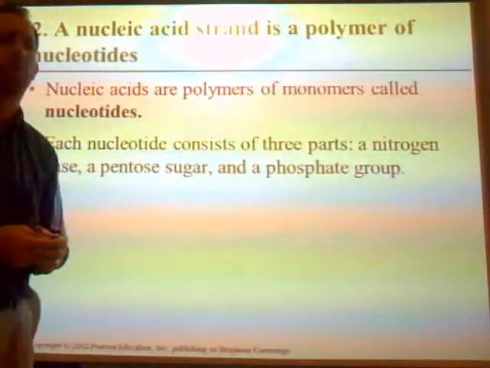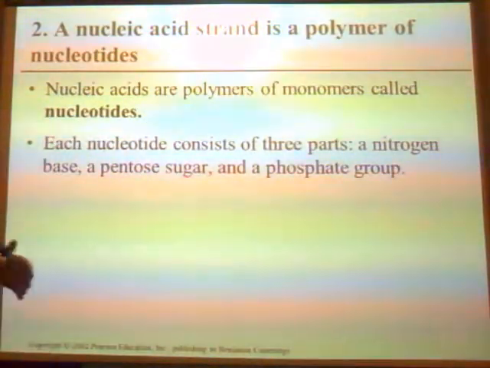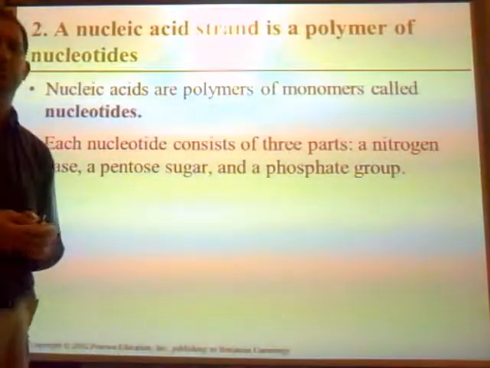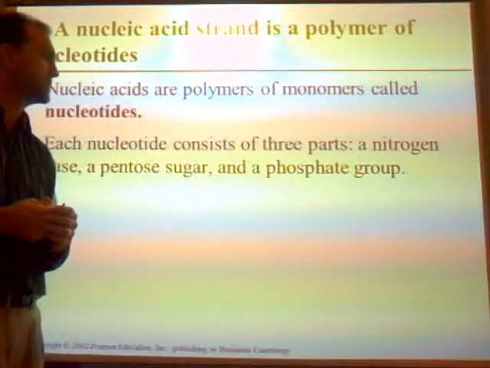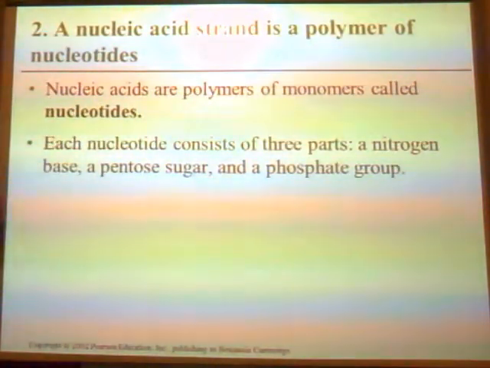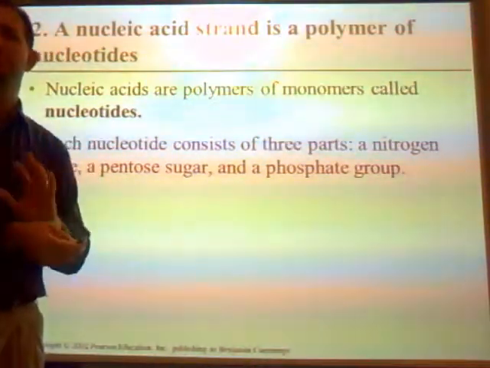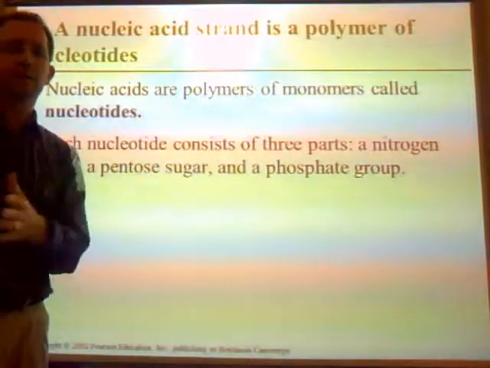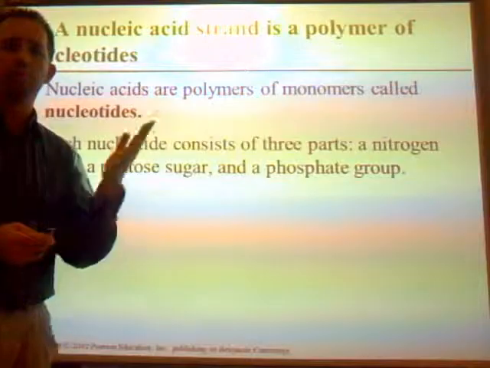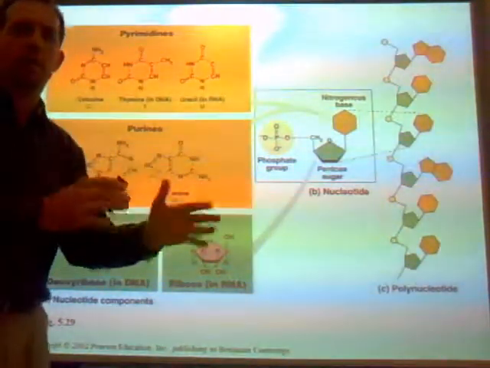Nucleic acids come from monomers called nucleotides. As you add these nucleotides together, you get a polynucleotide, and these polynucleotides are eventually going to form our 2 classes of nucleic acids. Each nucleotide has 3 parts. You have a nitrogen base, and there are 5 different nitrogen bases that we're going to look at. A pentose sugar, a 5 carbon sugar, and a phosphate group. When you put those 3 things together, you have what is called a nucleotide.